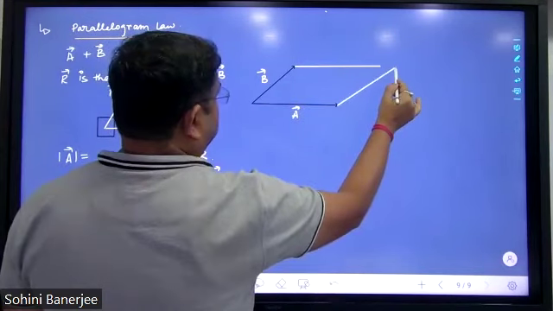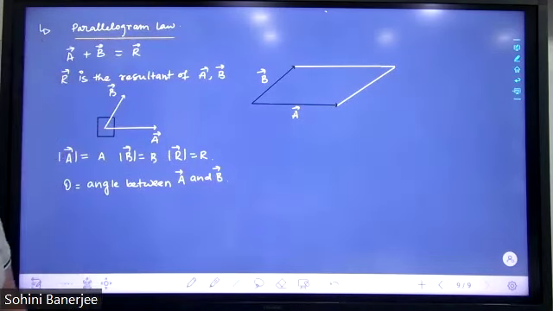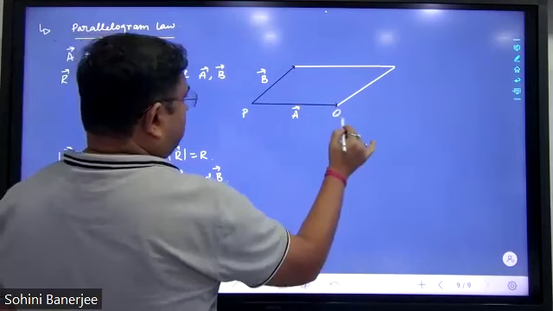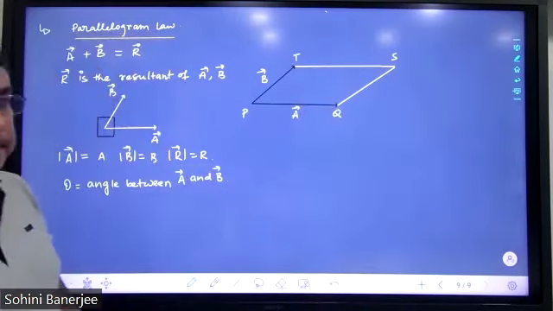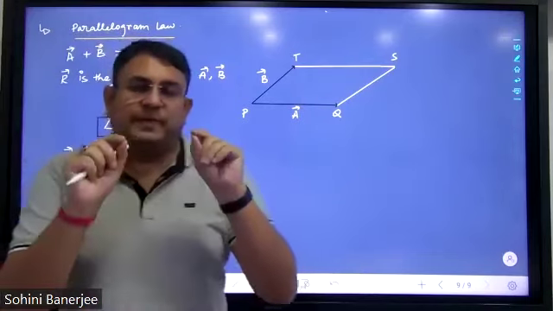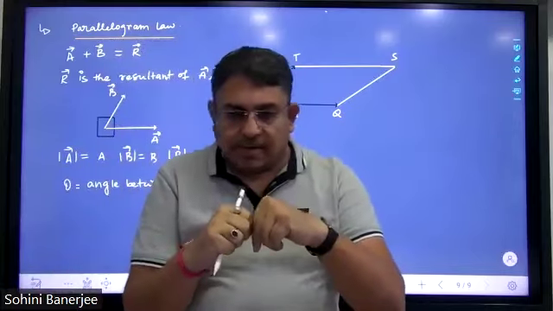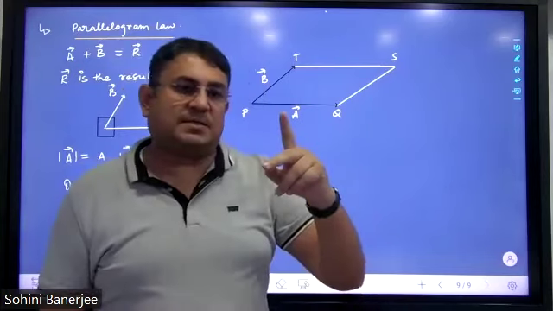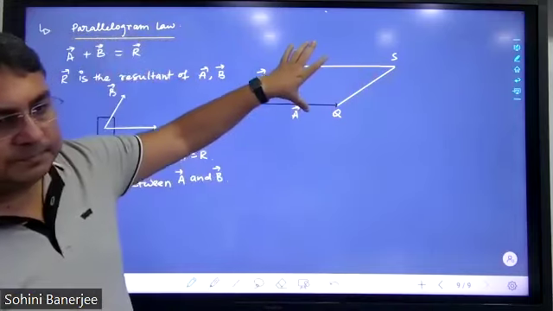I complete the parallelogram. This is the parallelogram, P, Q, S, T. That's the parallelogram completed. So the two vectors which are to be added are made co-initial, and then we complete the parallelogram, making those two sides as two adjacent sides of the parallelogram. So now we get this parallelogram.